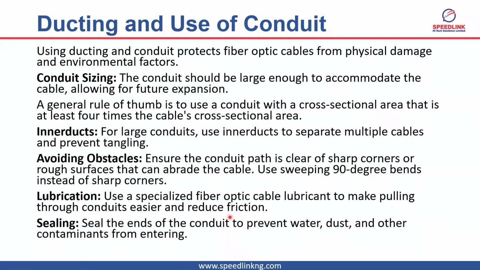features. A general rule of thumb is to use a conduit with a cross-sectional area that is at least 4 times the cable's cross-sectional area. Meaning, I have a conduit pipe, and I want to run a fiber optic cable inside it. Now, the size of the conduit pipe I'll buy would be what? It's just simple. It can accommodate 4 of that fiber optic cable inside it at a time. Do you understand?